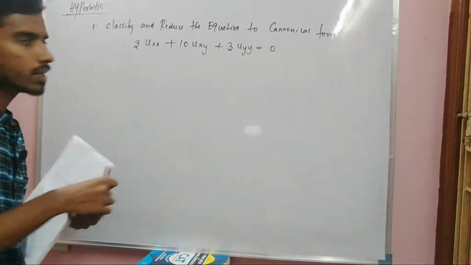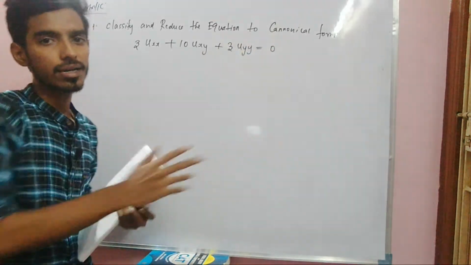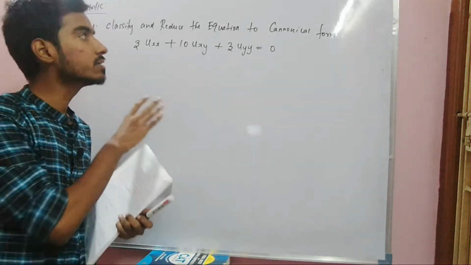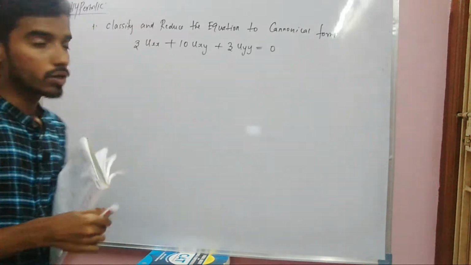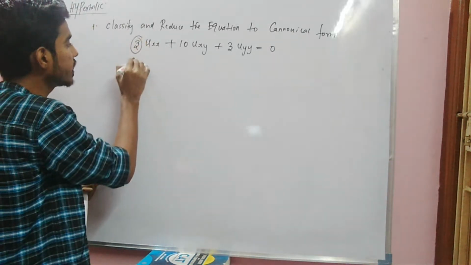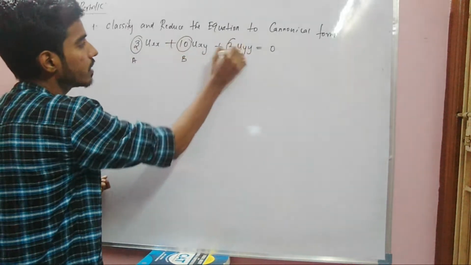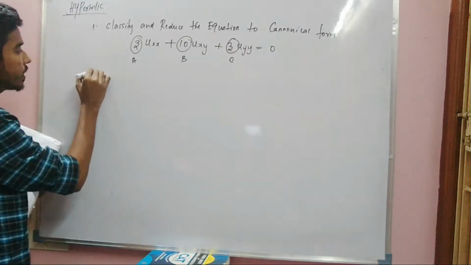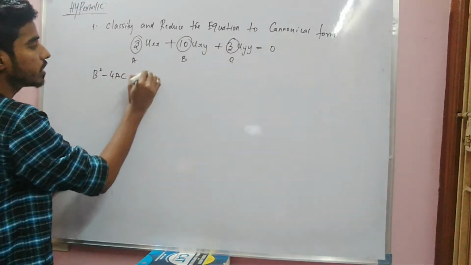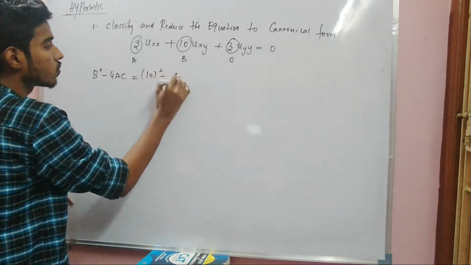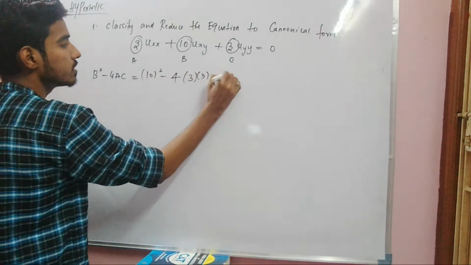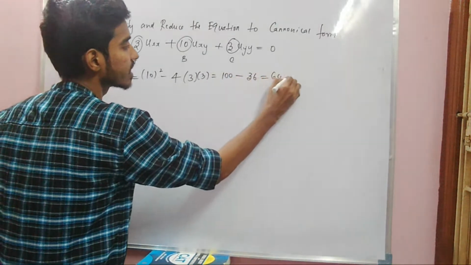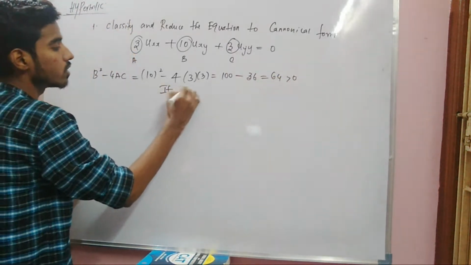So here uxy, uy, ux are all 0, right? That is coefficients are all 0. So we have only this equation. So first you have to classify whether it is elliptic, parabolic or hyperbolic. So the coefficient of this is a, and this is our b, and this is our c. D, E, F are 0 here because we don't have the terms. So first you find b square minus 4ac. So b square is 10 square minus 4 into 3 into 3. That is 100 minus 4 into 3 into 3, 36. This is 64. So it is greater than 0. So therefore it is hyperbolic.